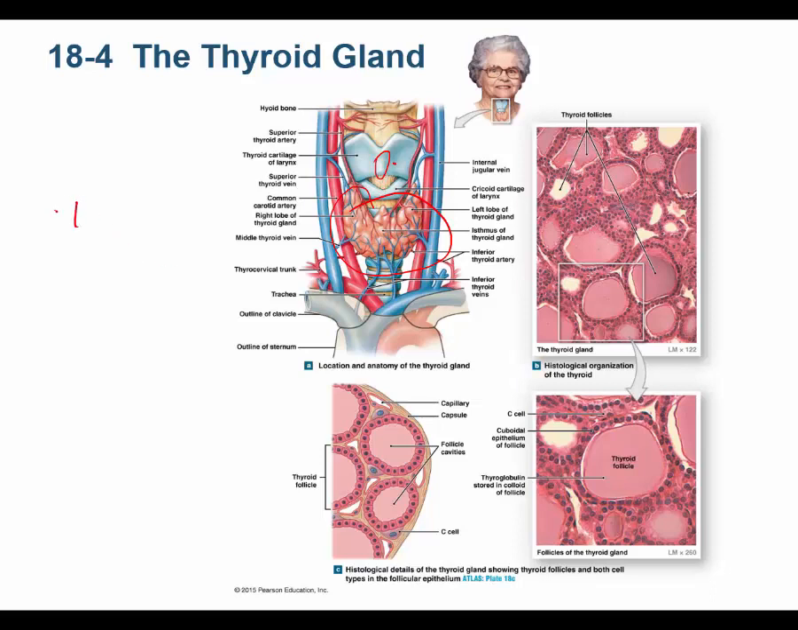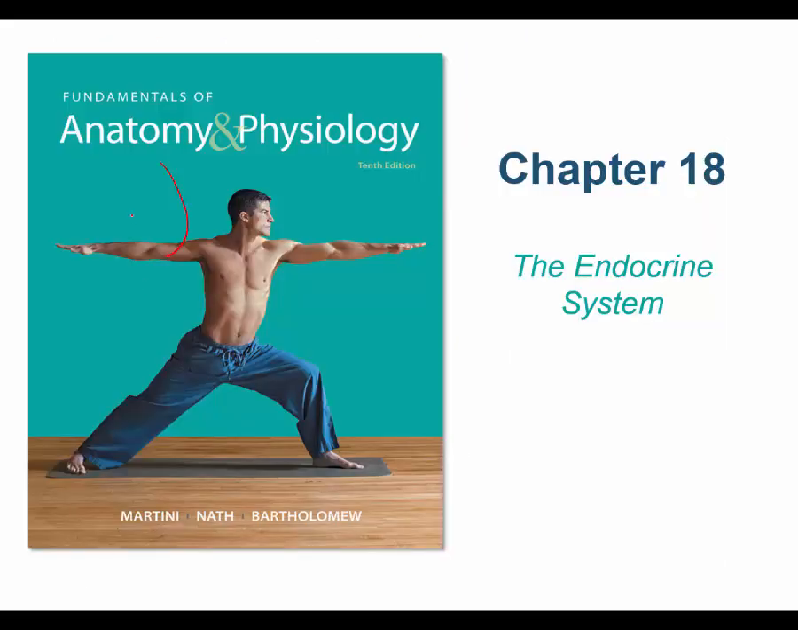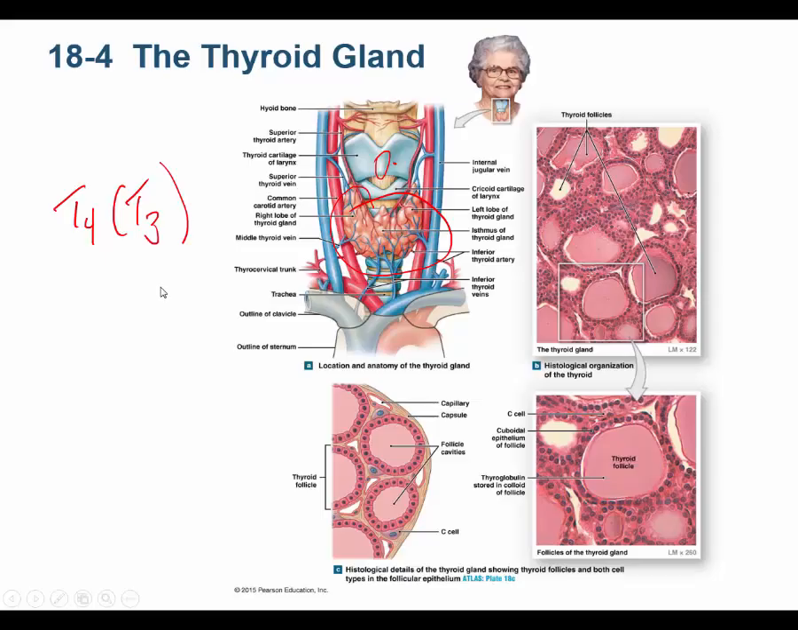So the hormones made here are primarily T4, but also T3, tetraiodothyronine and triiodothyronine. So T4 is tetraiodothyronine and T3 is triiodothyronine. And the other hormone is calcitonin. And calcitonin is made by the C cells of the thyroid gland. And the C cells are also called interstitial cells. So this is a C cell. C cells make calcitonin. C for calcitonin.